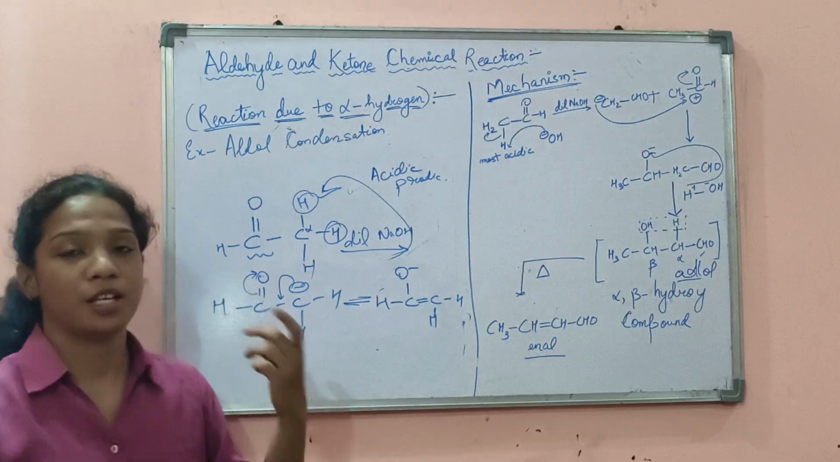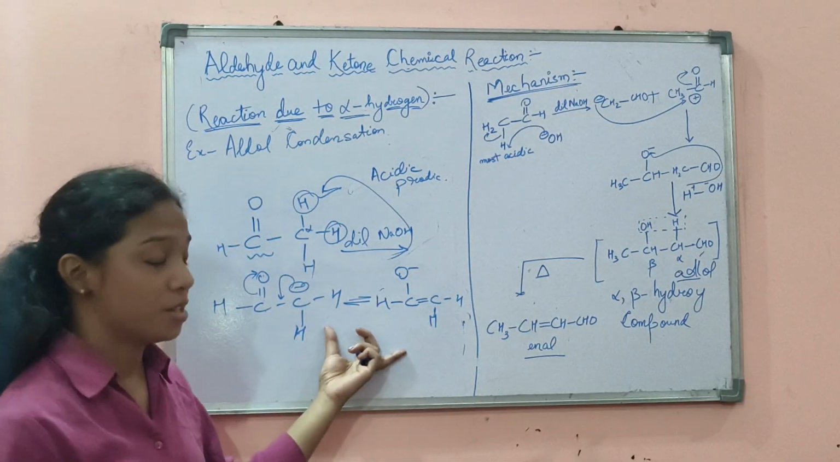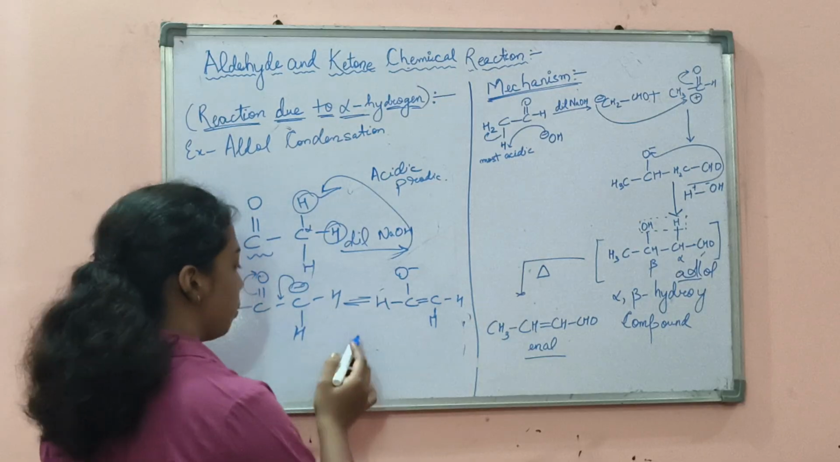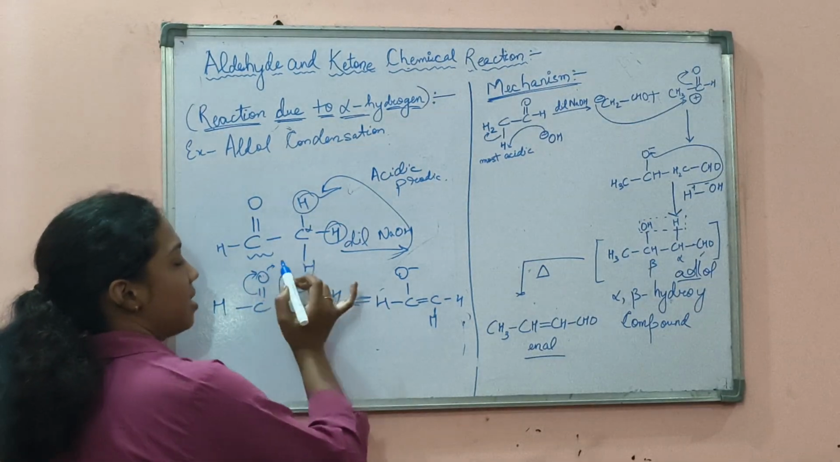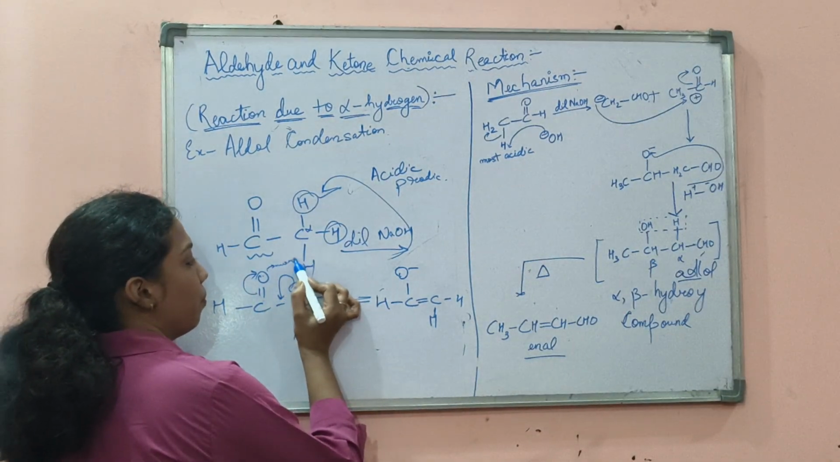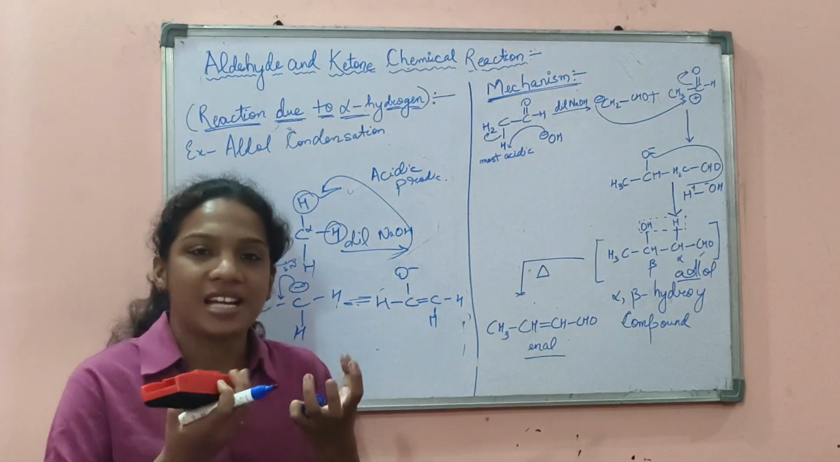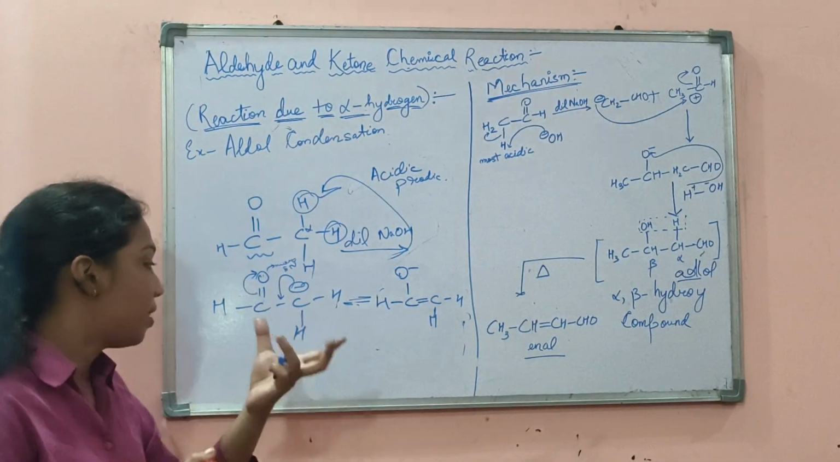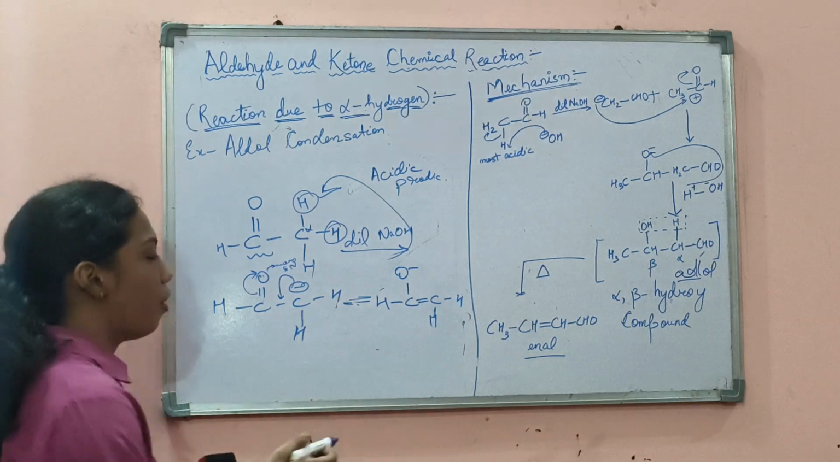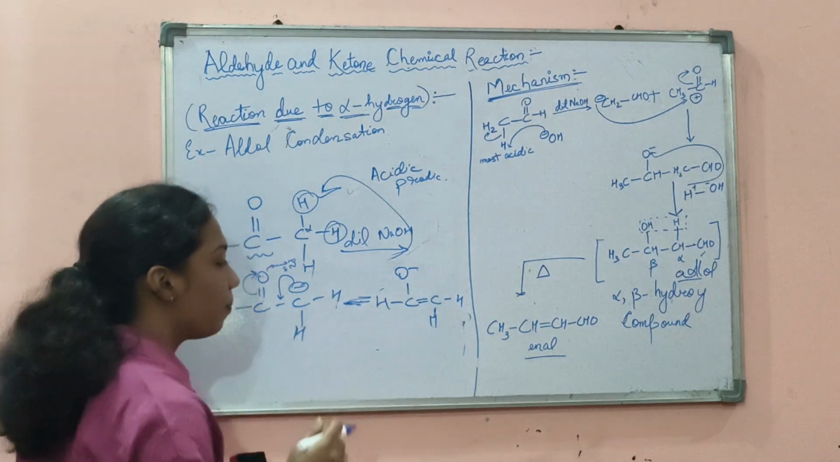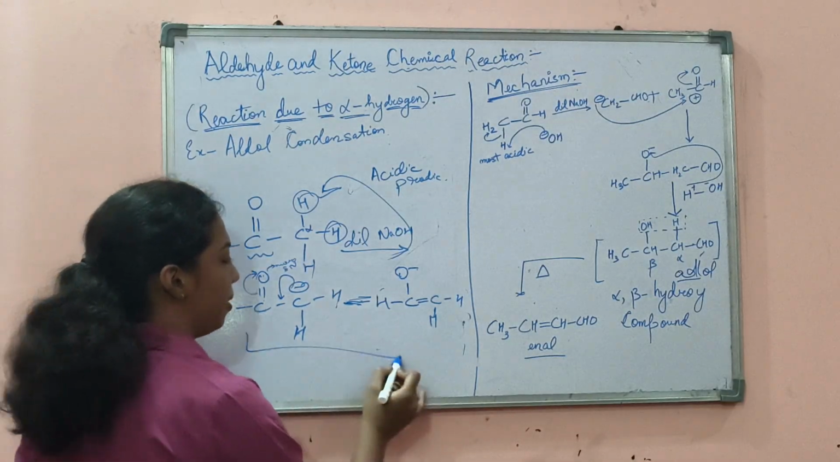One question will arise in your mind: why does it show resonance? The answer is that oxygen is a more electronegative atom, so it tries to draw the electrons from the carbon and form a negative charge. So it shows the resonance effect, and it attains stability.